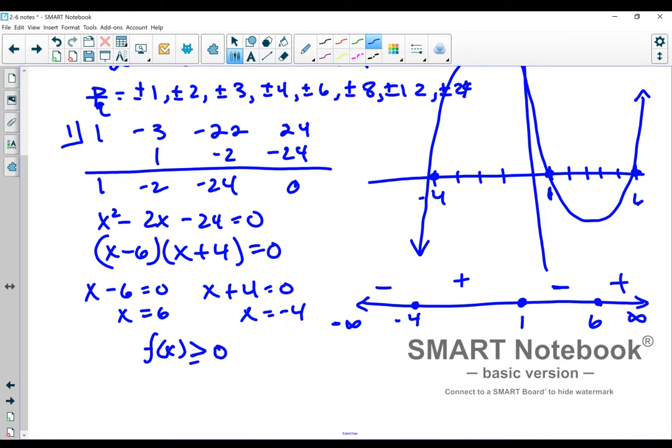So where is that happening? Well, it's greater than or equal to 0. My y is greater than 0 where it's positive. So from -4 to 1, and I'm using brackets because it's or equal to, I'm including those numbers. And from 6 to infinity.